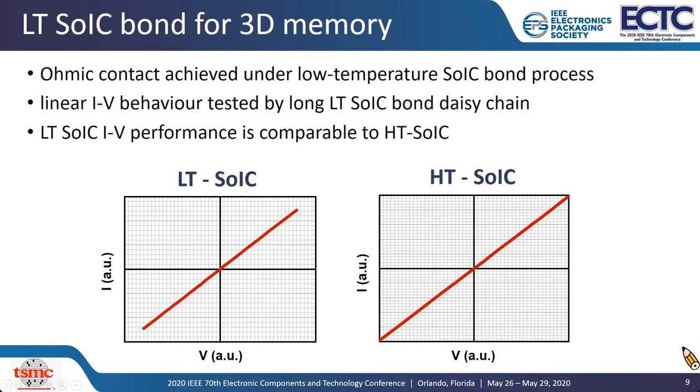When it comes to the low-temperature bonding process, people might have concerns over the bonding contact. The figures here show our developed low-temperature SOIC bond is an ohmic contact and is able to achieve linear I-V behavior for long interconnection chains. Most importantly, the slope of the linear I-V behavior of the low-temp SOIC bond is comparable to that of the high-temp SOIC bond.